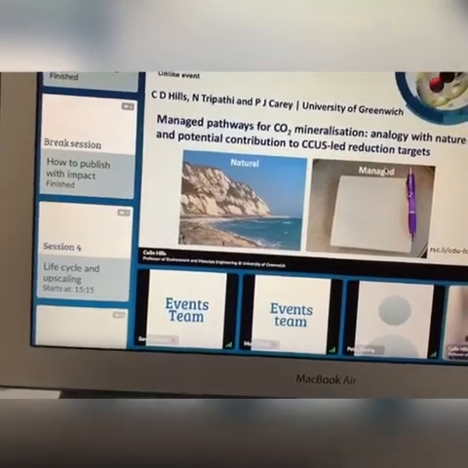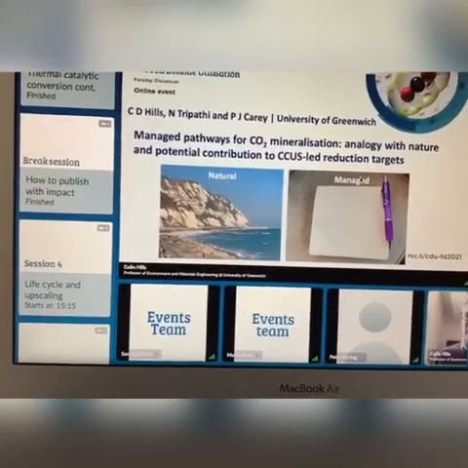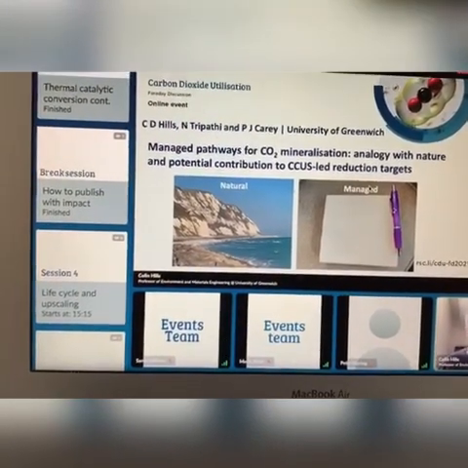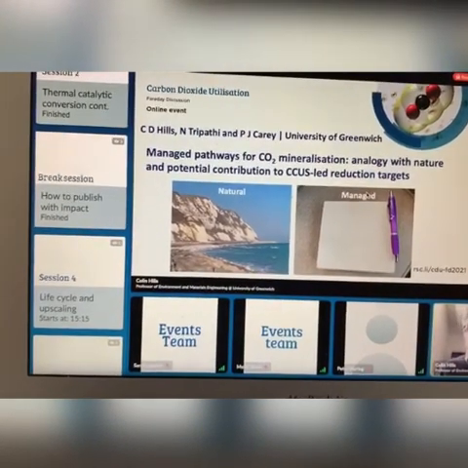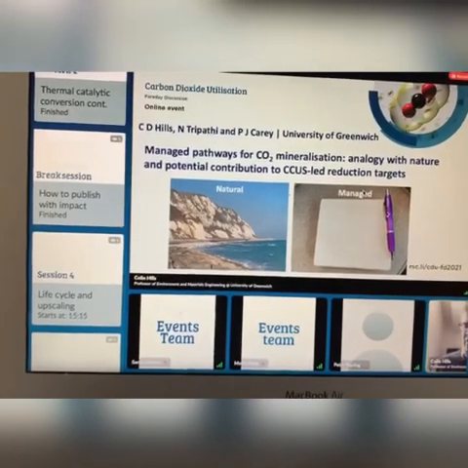Relationship between managed CO2 mineralization and what nature does. So if you look at my two pictures there, the one on the left, you see the chalk cliffs near Dover in the southeast of England. Well, that's chalk, that's produced by nature. And on the right, you see a monolithic material made of mineralized CO2.